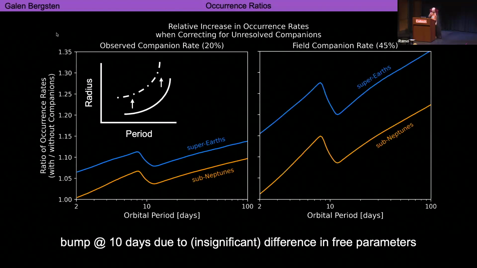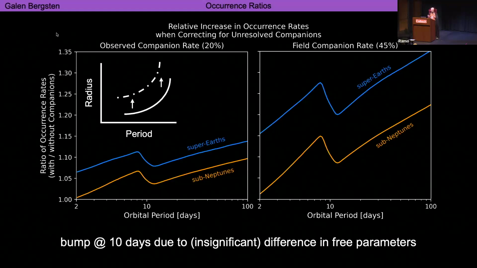We can see the same trends when we consider the full picture of the stuff that we weren't sensitive to. Having a bunch more companions, obviously there's a much larger effect on your occurrence rates, where on average, maybe you're getting something like a 20 to 30% boost in super-Earths, with that being largest, like a 35% boost at 100 days. And for sub-Neptunes, it's a little bit smaller, maybe on the order of like 10, 20%.